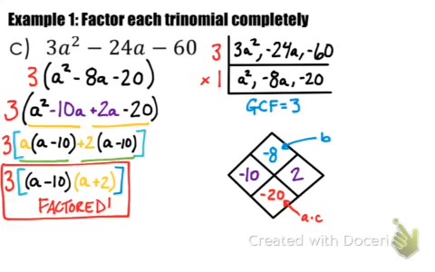So we factored 3a squared minus 24a minus 60 by pulling out the GCF of 3 first, then putting the remaining a squared minus 8a minus 20 into our diamond, and then we factored by grouping until it is completely factored.